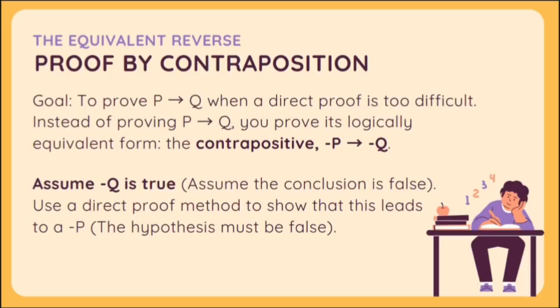The equivalent reverse, proof by contraposition. The goal is to prove P implies Q when a direct proof is too difficult. Instead of proving P implies Q, you prove its logically equivalent contrapositive, not Q implies not P. Assume not Q is true. Assume the conclusion is false.